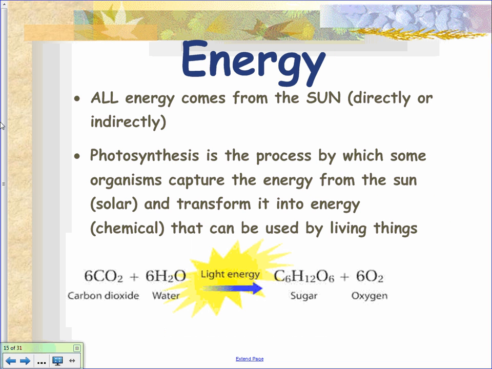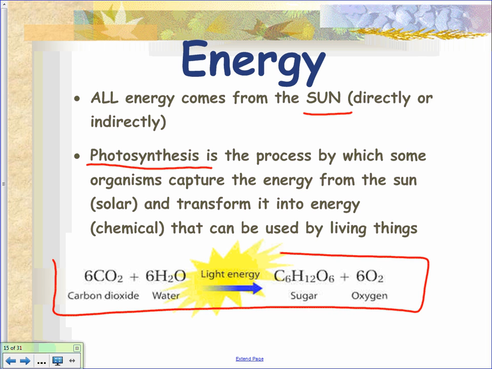Now, energy itself on this planet, on Earth, comes from the sun, whether it's direct or indirect. And the process that starts it all is the process of photosynthesis. Photosynthesis uses solar energy, transforms it into chemical energy, and that can be used by all living things.